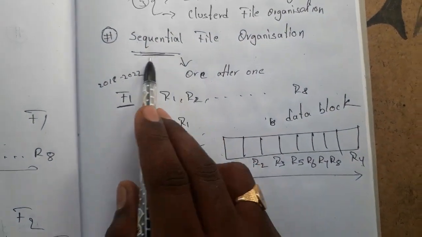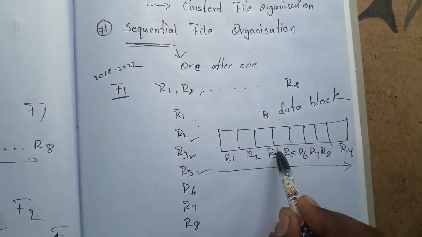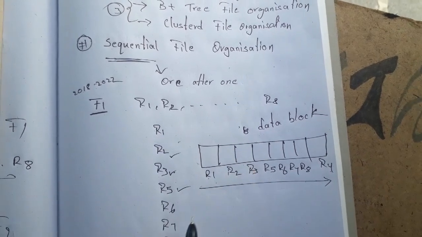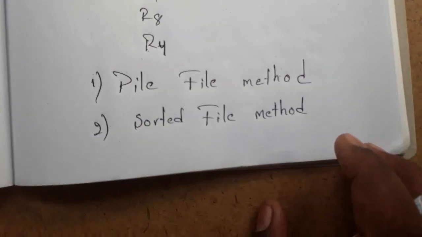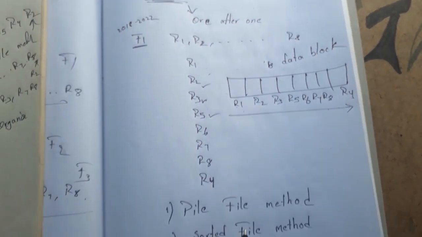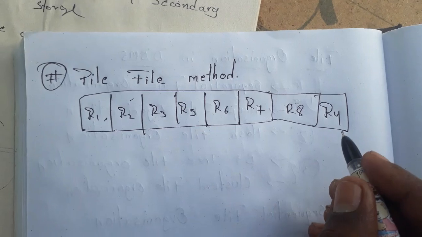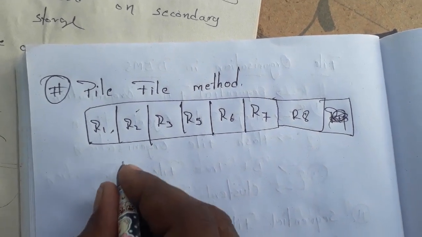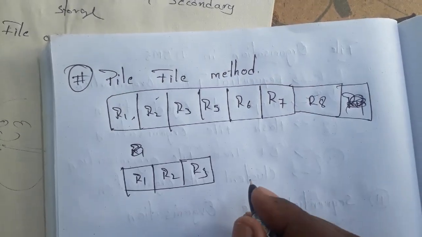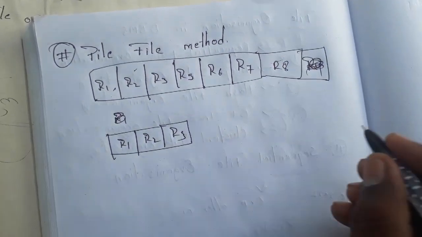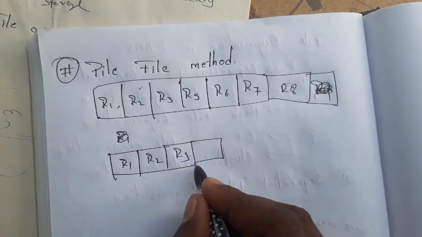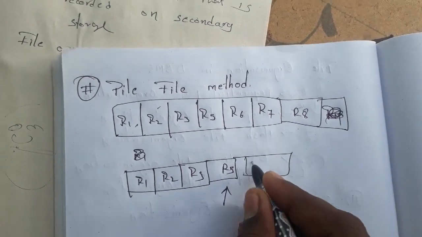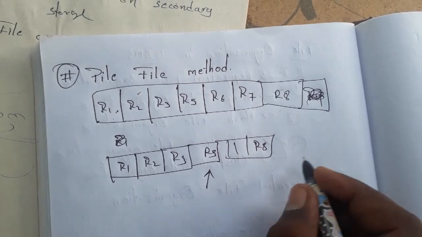So in sequential file organization, how do these records enter into the data block? In sequential file organization, called one after one, we have two methods of entering records: the pile file method and the sorted file method. These are the results we completed, and these should be entered into the data block. Sem 4 is postponed, and the sem 5 result R5 should be added as a new record. After completing up to R8, we have to add the new record R4.